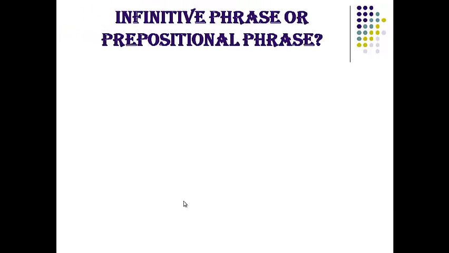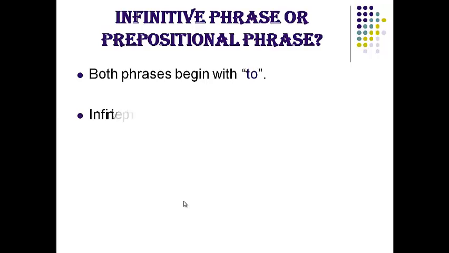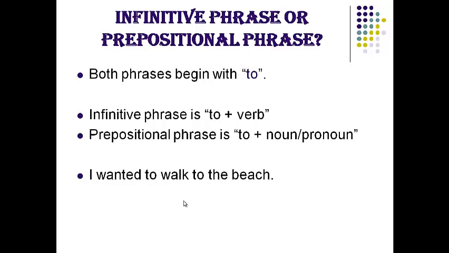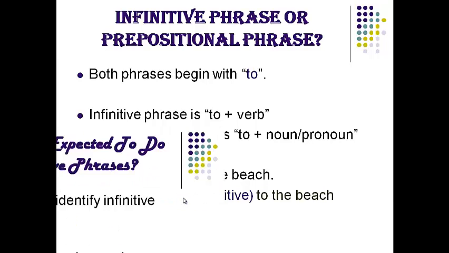So let's talk a little bit more about, is it an infinitive or a prepositional phrase? They both begin with to, but remember, an infinitive phrase is to plus a verb. A prepositional phrase is to plus a noun or a pronoun. For example, I wanted to walk to the beach. To walk is my infinitive phrase. To the beach is my prepositional phrase.